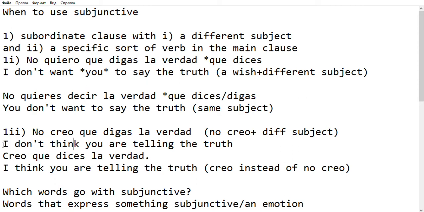So the first one, we said, I don't think you're telling the truth. No creo que digas la verdad. Well, again, of course, the subject rule has to apply, and it does apply. Creo, the subject is I, yo, and digas, the subject is you, too. So this applies, of course, it always has to apply to use it. But also I have no creo here, so I will use a subjunctive. However, here, again, I have different subjects, but because the verb is creo, and not no creo, it's not in the negation, I will simply use the indicative.